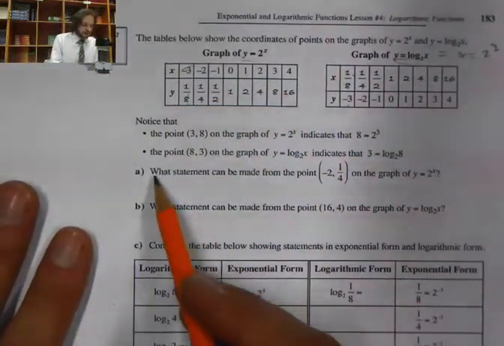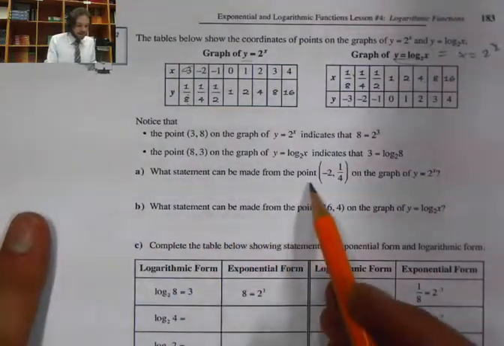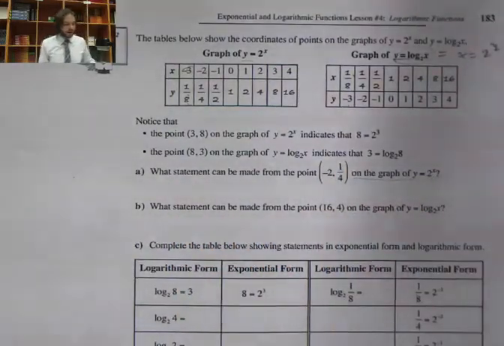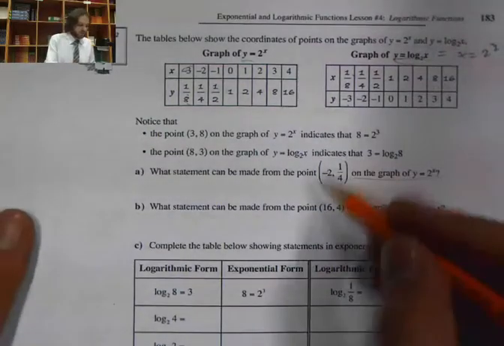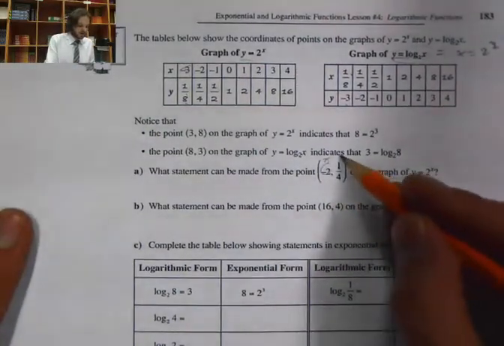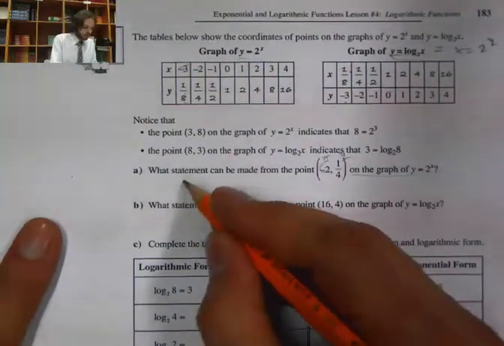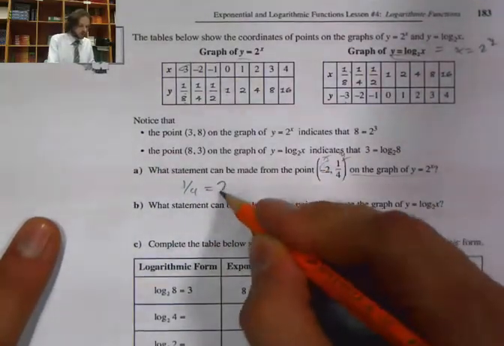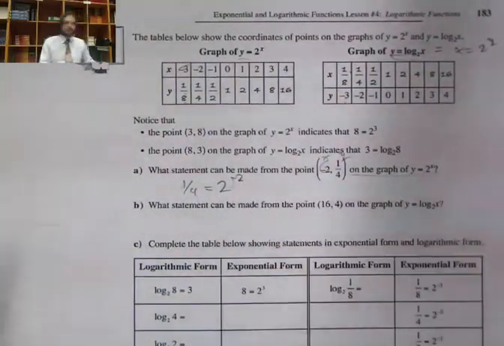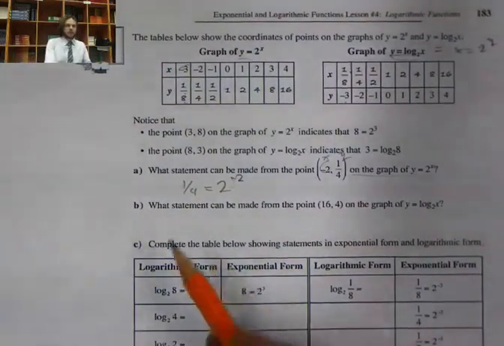So, it says, what statement can be made from this point here, given that graph? Well, here's my x value. Here's my y value. So I know 1 over 4 is equal to 2 to the negative 2. Is that true? Yes, it is. Let's look at my next one.